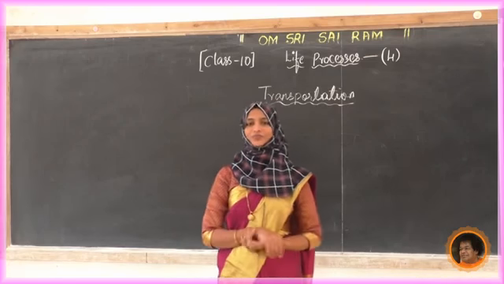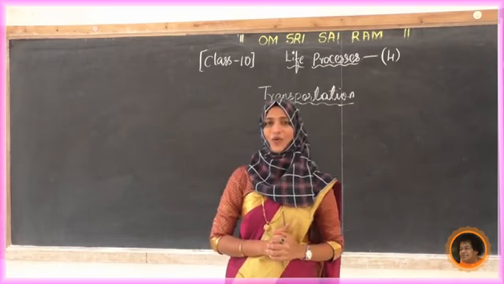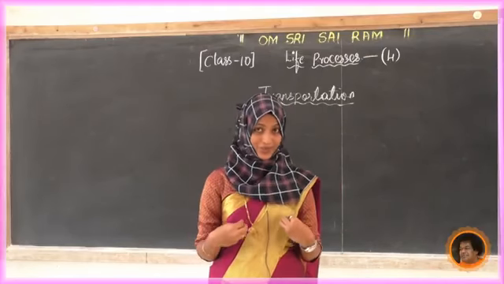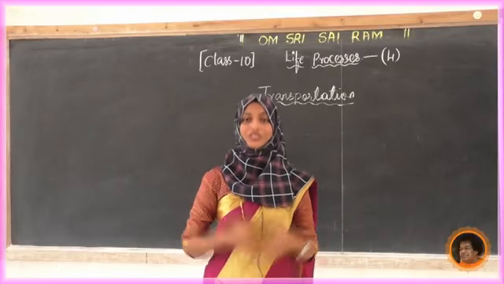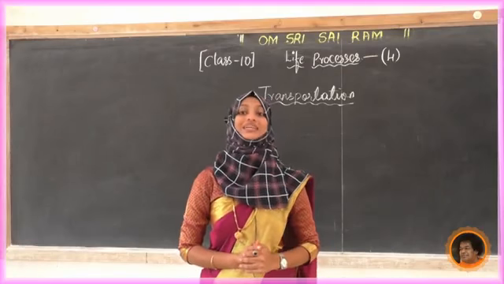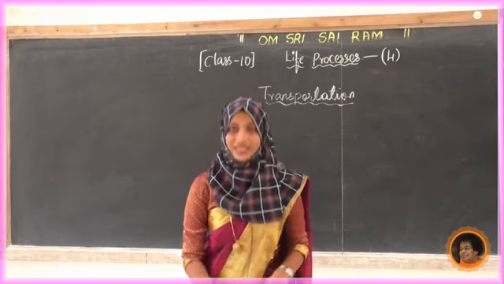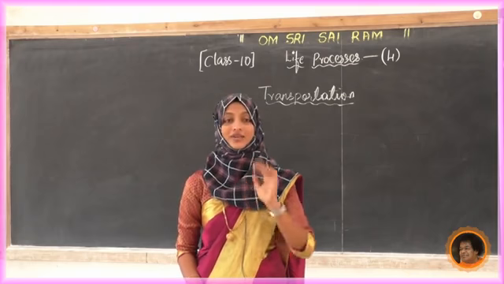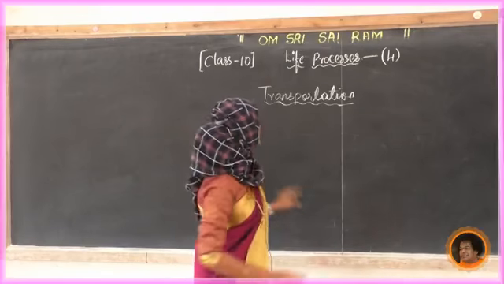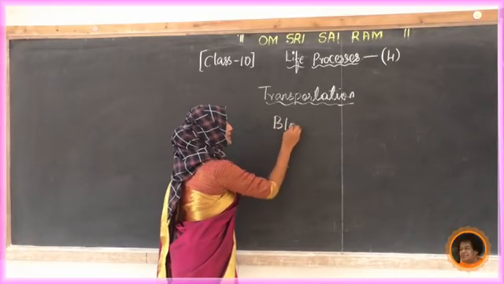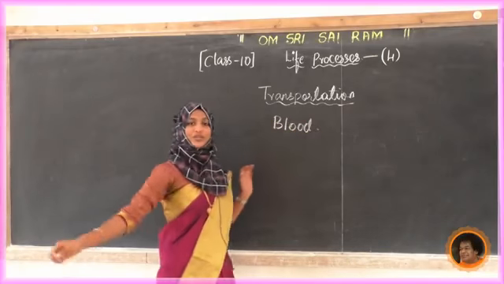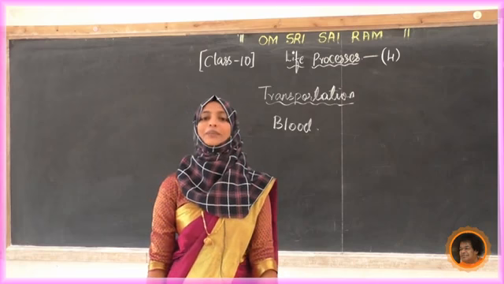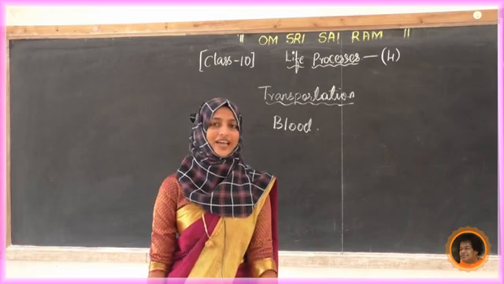Now, our circulatory system is transporting. Which material is it transporting? That is the blood. Actually, the blood is transported in our circulatory system. Now tell me, students, what is blood? Which color is the blood?